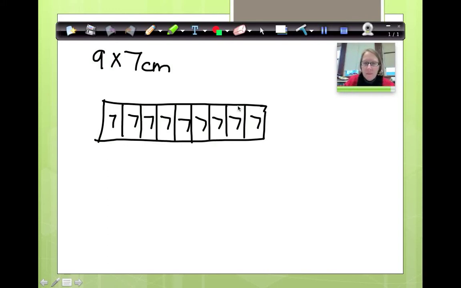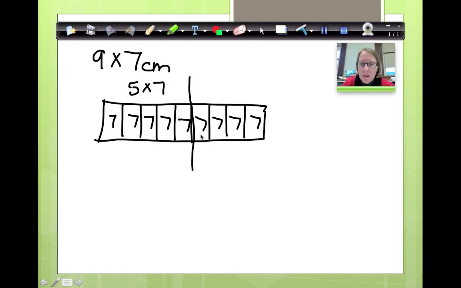Now, let's break it apart, because another way to find out, besides skip counting, is to break it apart into pieces, and then add the pieces together. I love multiplying by 5. So I'm going to find 5 groups. 1, 2, 3, 4, 5. Multiplying by 5 is so easy for me. This is now 5 groups of 7.